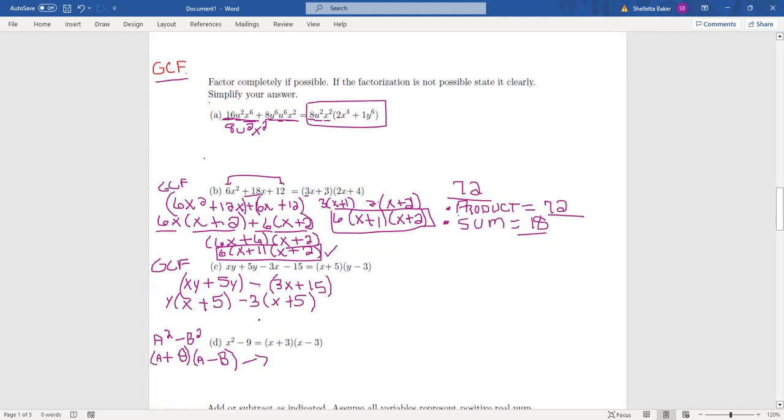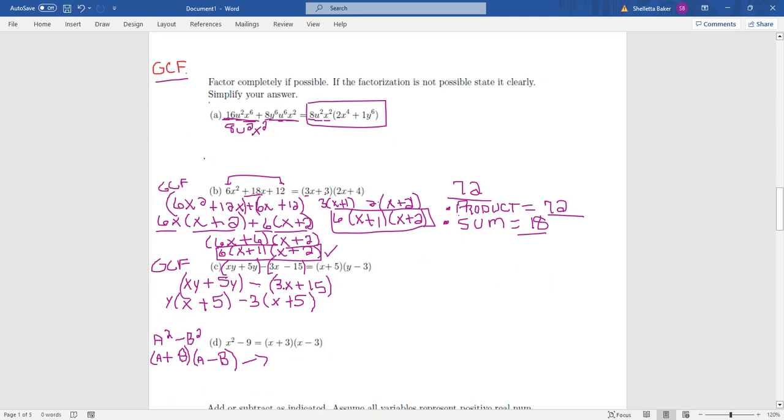For the next problem, we have 4 terms originally, so we're going to group together the first 2 terms, group together the last 2 terms, and then find the GCF. So our GCF for the first 2 terms is y. When we factor y from xy, we get x. When we factor y from the 5y, we get 5. So y outside parentheses, x plus 5 inside the parentheses.